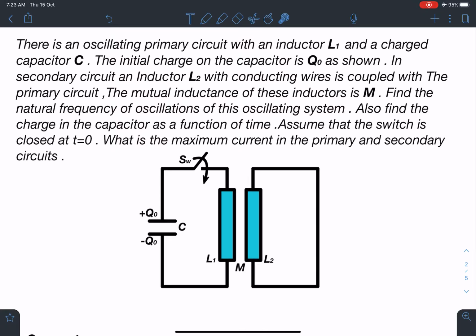The secondary circuit, an inductor L2 with conducting wires, is coupled with the primary circuit. The mutual inductance of these inductors is M. Find the natural frequency of oscillations of this oscillating system. Also find the charge in the capacitor as a function of time. Assume that the switch is closed at t equal to 0. What is the maximum current in the primary and secondary circuits?